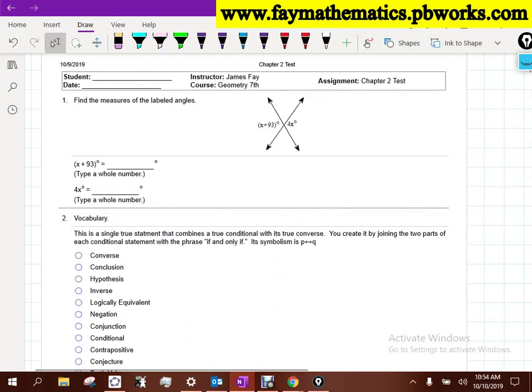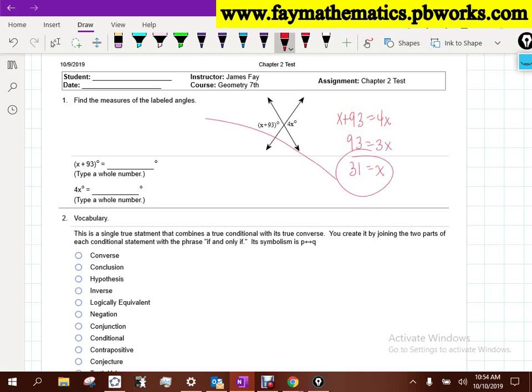If we look at question number 1, it's talking about vertical angles, so you're going to take x plus 93 equals 4x. 93 equals 3x. So then 31 is equal to x. Plug that in here and there. Both times you're going to get 124 back with those values.